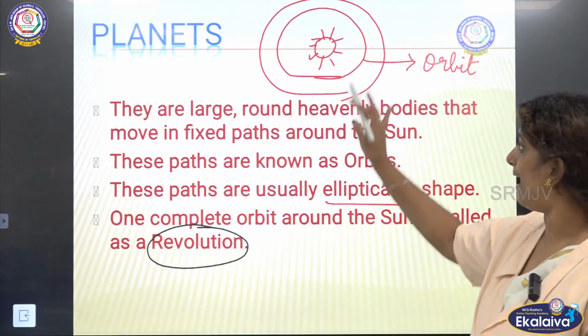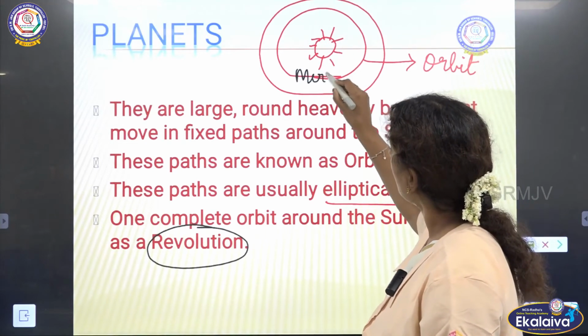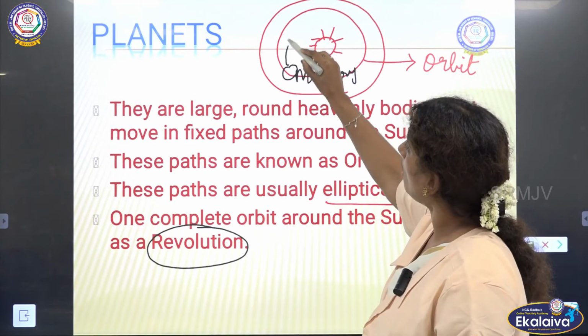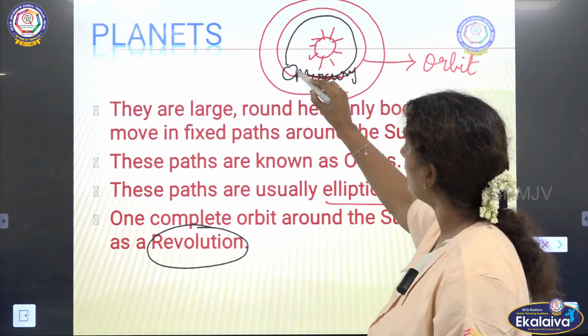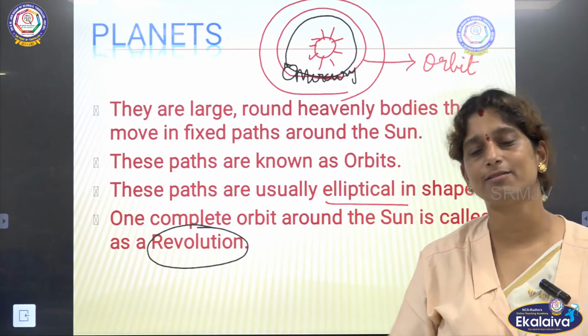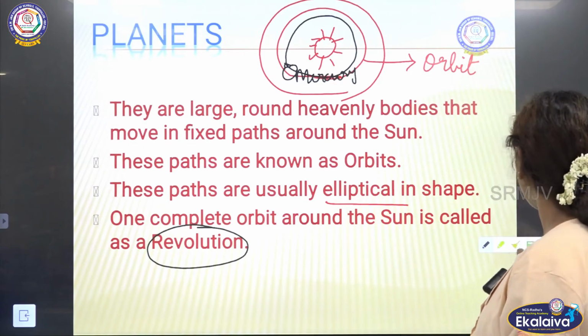So, for example, next to the sun we have Mercury. What will happen to this Mercury? It will go around the sun like this and complete a round at the starting point. That one complete round is called a revolution. Clear?